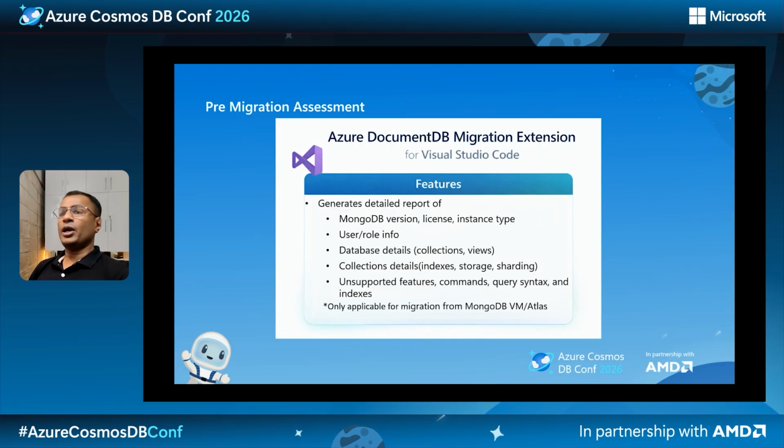So first thing, assessment. How can we do an assessment? We have an automated tool built into VS Code called the Azure DocumentDB migration extension, and it has got an assessment option. What does it do? It gives you all the information about licensing, user roles, database details, collections, indexes, and all that. Let's quickly see it in action.